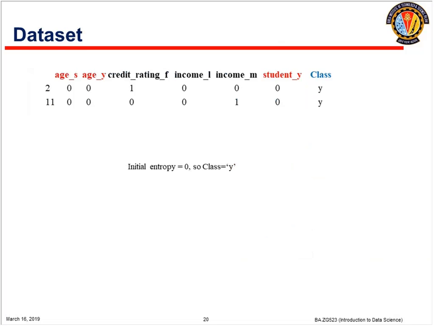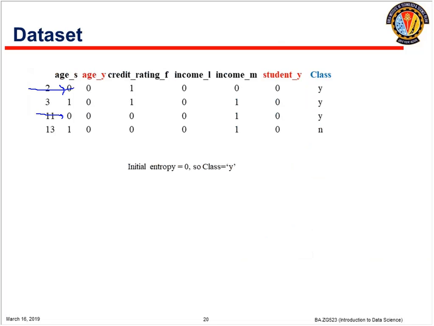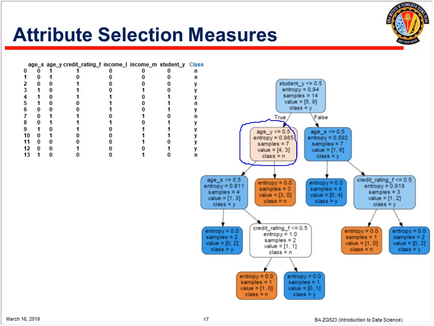Then again take the left turn when age_s is 0. Age_s is 0 in 2 rows, so you can select these 2 rows only. Once you reach here, there are 2 examples with age_s 0, and both have class Y. So when age_s is 0, the class should be Y. This is the place where both the examples are positive.